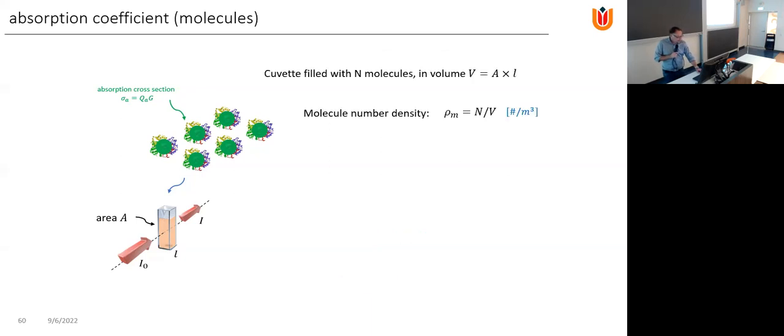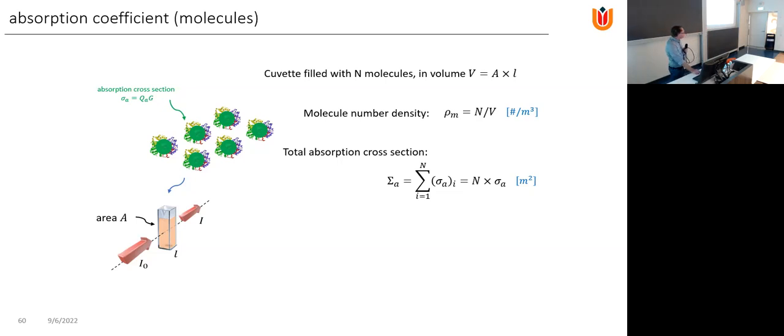Okay. So we have n molecules in this volume of the cuvette, A times L. So that means that the number density, the amount of molecules per unit volume, is given by n divided by this volume V. The total absorption cross section was the sum of the individual cross sections. The cross section is n times the absorption cross section of a single molecule.